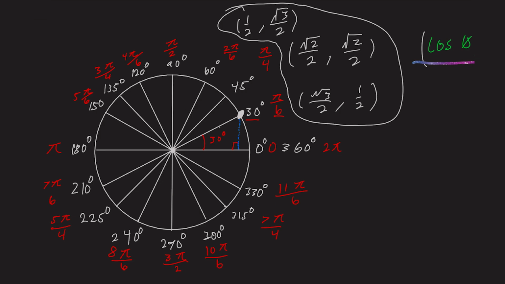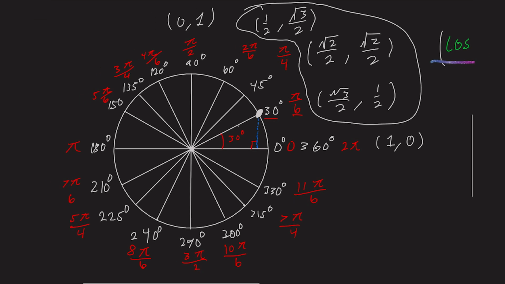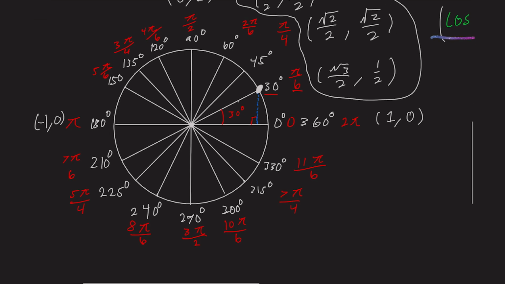So first of all, the points that exist exactly at a vertical or horizontal line are pretty easy to figure out because our radius is 1. Therefore, in this case, our ordered pair would be 1, 0. At the top, it would be 0, 1. On the left, it would be -1, 0, and on the bottom, it would be 0, -1.